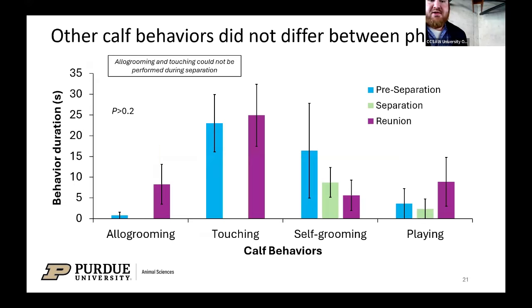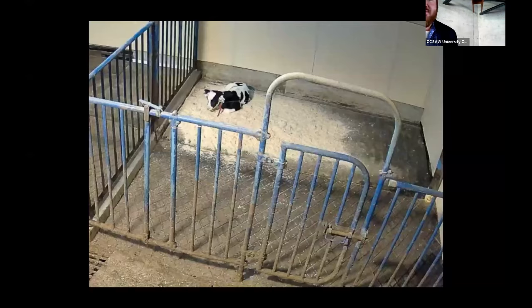In fact, for all of the other behaviors, so on this graph on the x-axis, we have allogrooming, touching, self-grooming, and playing, and behavior duration on the y-axis in seconds. Again, noting allogrooming and touching were not possible during the separation phase, so you will not see a graph there. But we did not see much of a difference between periods from the calf. In fact, a lot of what we saw was this. And that's a video. Did you see its head move slightly?